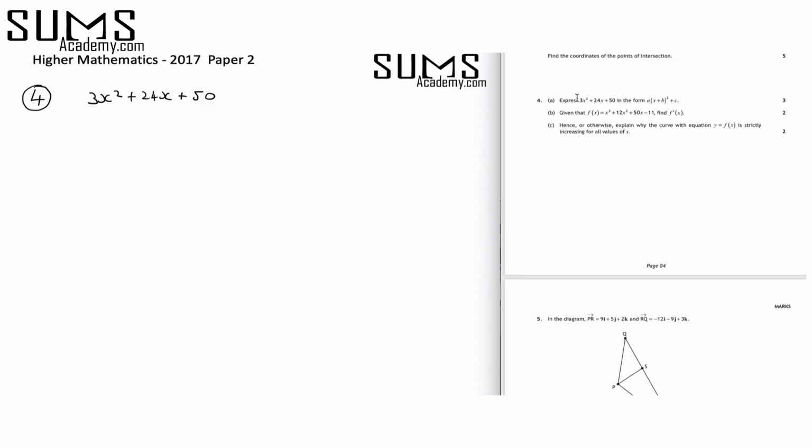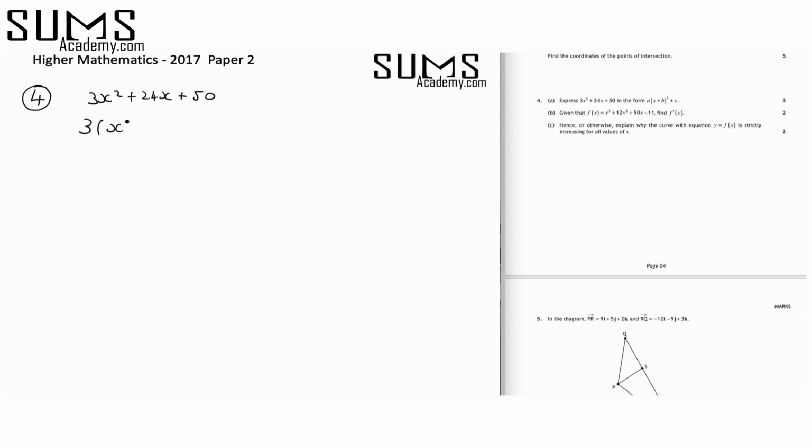So question 4, express 3x squared plus 24x plus 50 in the form of (ax plus b) squared plus c. So, completing the square. What you should do first is write out the expression, and then identify any common factors you can see. Well, you can see at the front there's a 3, so we can take that out.